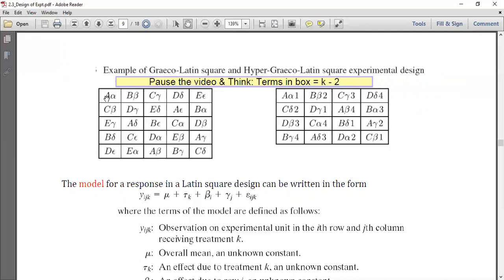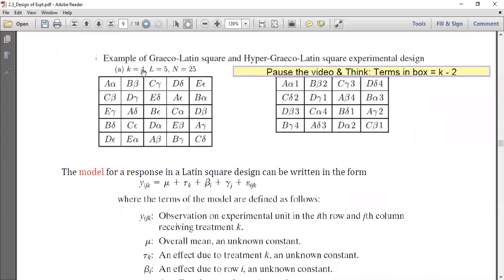So how many factors are there? One for the row, one for the column, one for this A, another for this. Totally 4 factors are there, right? Alright, 4 factors are there. Now L is equal to 5. That is 5 levels we have used. How did I get to know that L is equal to 5?